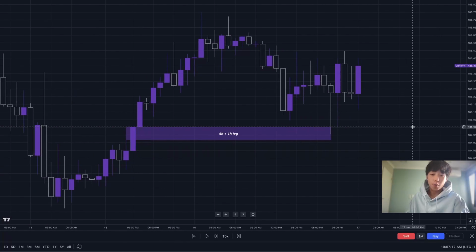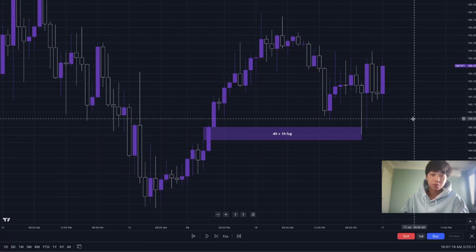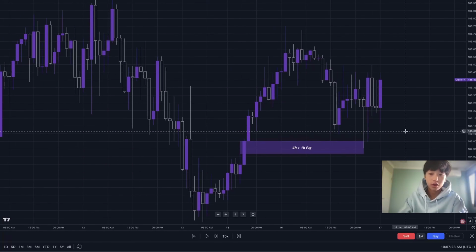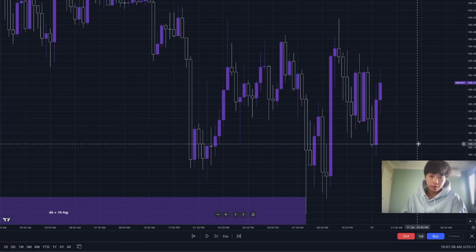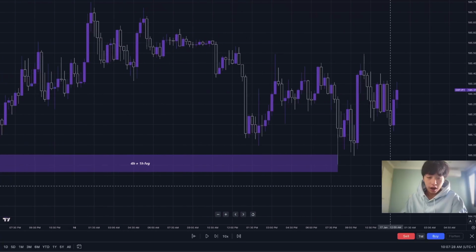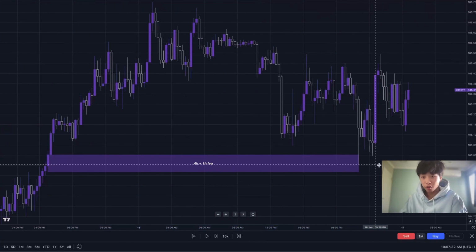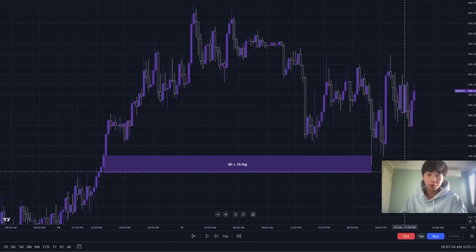Unfortunately, we didn't get a 1 hour break, so that's not the most high confluence, but this is still a very clean model in my opinion. Scaling down into the 15 then. I can't remember who said it, but somebody said if you're looking for a market maker model with a 4 hour fair value gap, you look for 15-minute confluence.